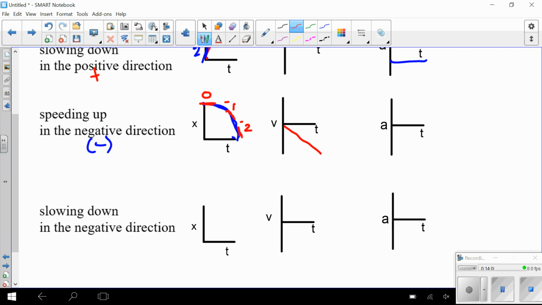Now, here's something interesting. If you have this graph, the slope of this graph tells you the acceleration. The slope of this graph is negative and constant, so I have a negative constant acceleration.